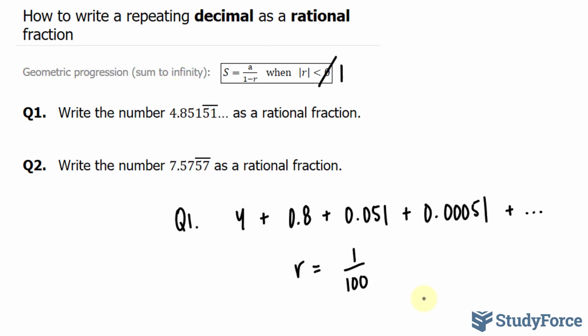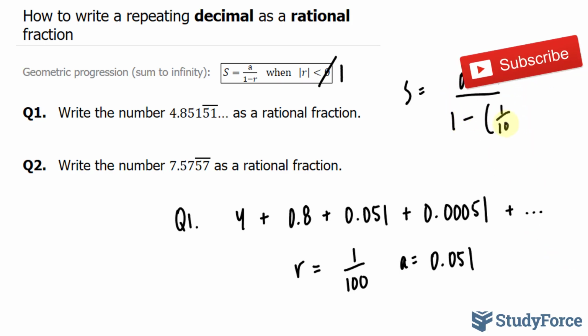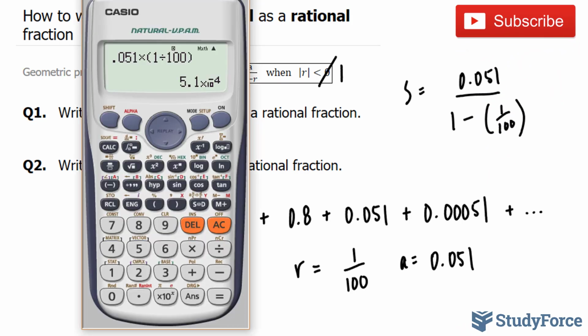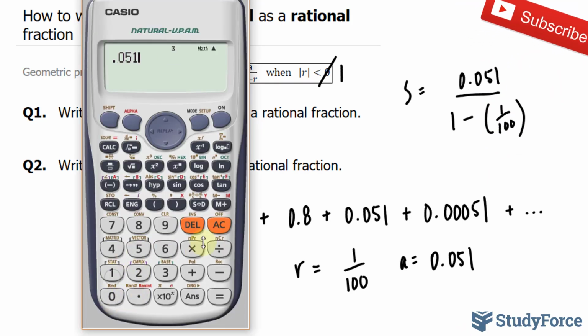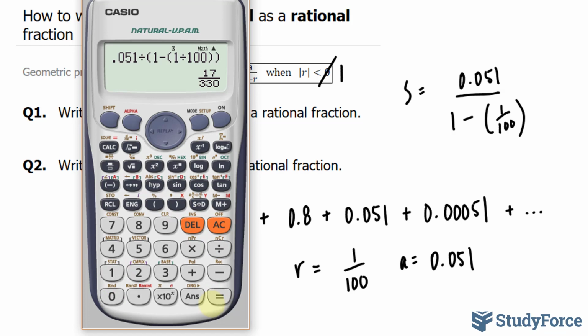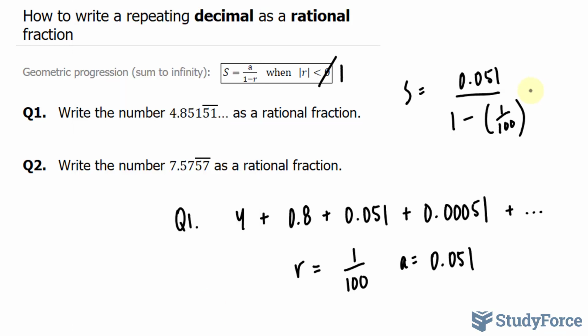this number. We also need to define our a, and our a is the starting number. Since these are the only numbers we're focusing on, I'll write my a as 0.051. So I'll substitute these values into the formula, where s is equal to 0.051 over 1 minus 1 over 100. Using my calculator once more, 0.051 divided by 1 minus 1 over 100 gives me 17 over 330.